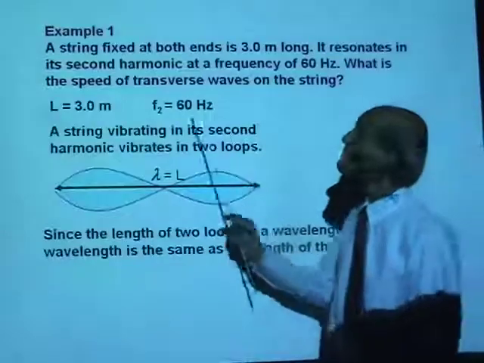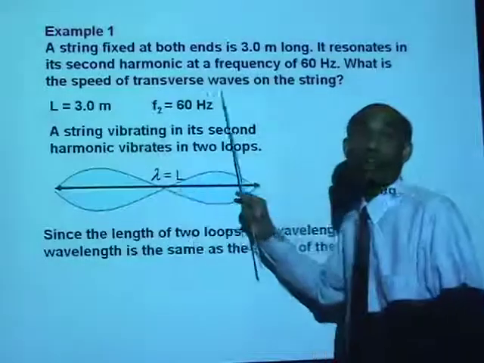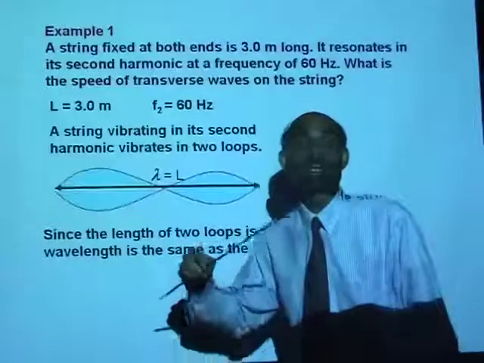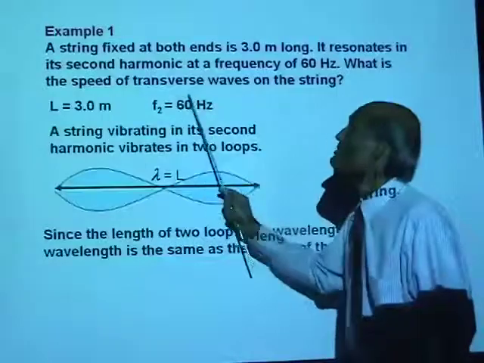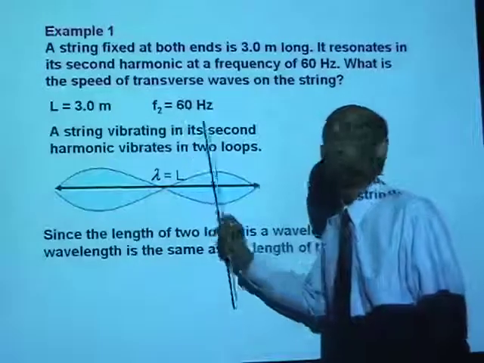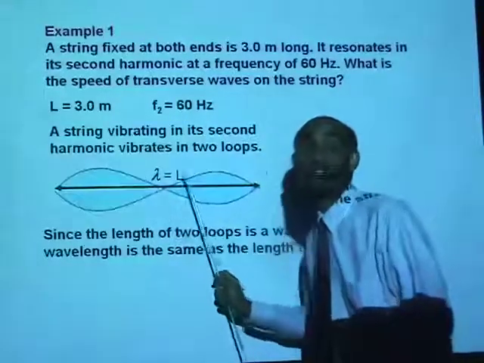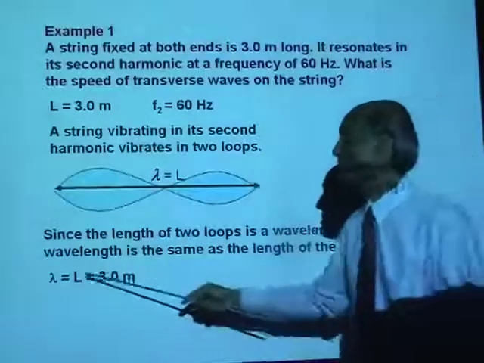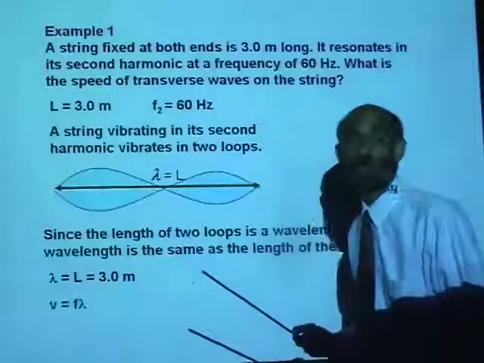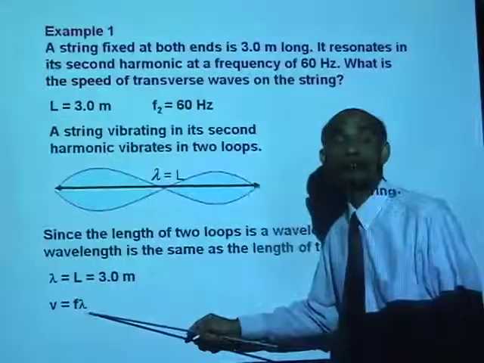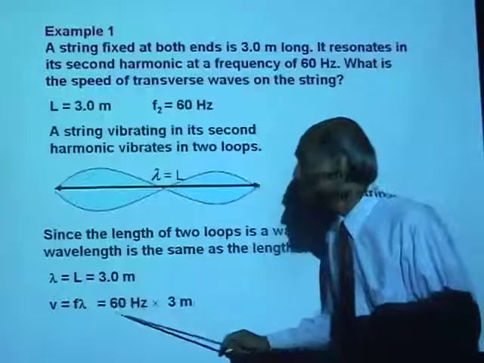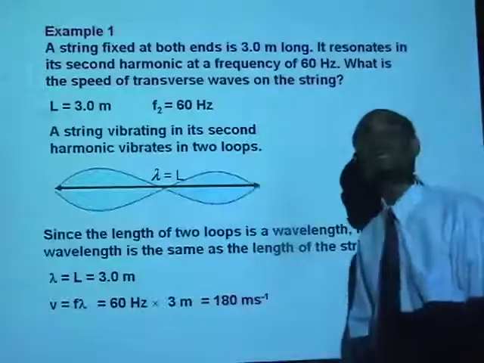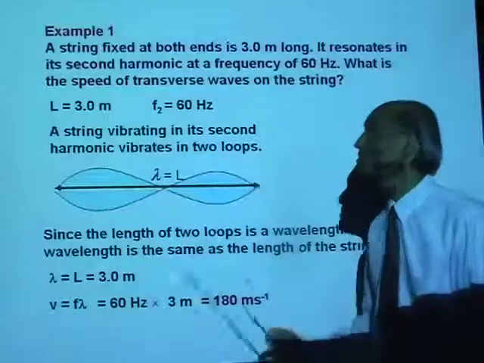And now, what are we supposed to find? Speed of the transverse wave. Well, speed V equal to F lambda. We know the frequency of the second harmonic. We know the wavelength of the second harmonic. Therefore, we can calculate the wave speed. So wavelength equal to 3 meters, V equal to F lambda, that will be 60 hertz times 3 meters, that is 180 meters per second is the wave speed.